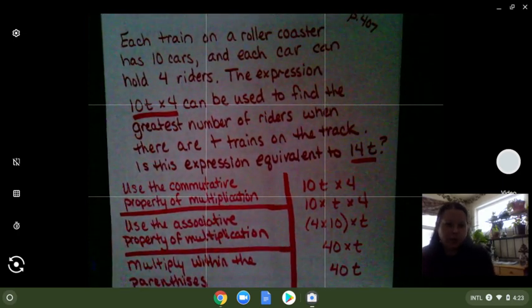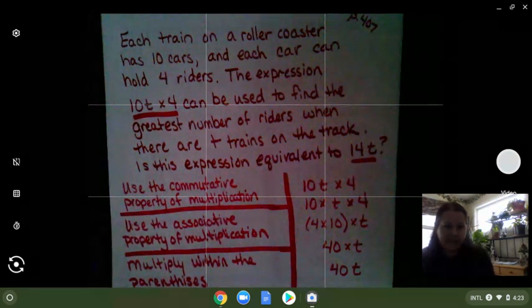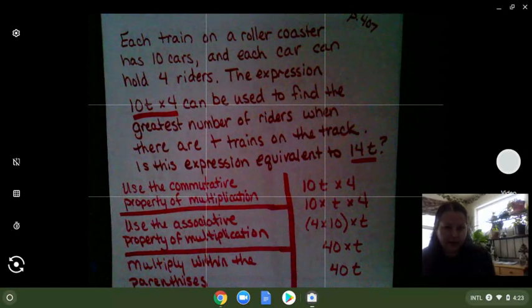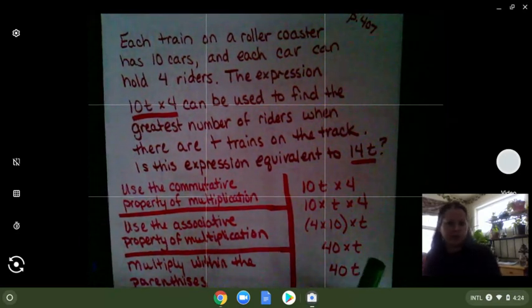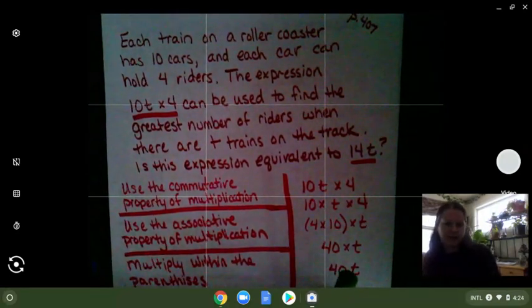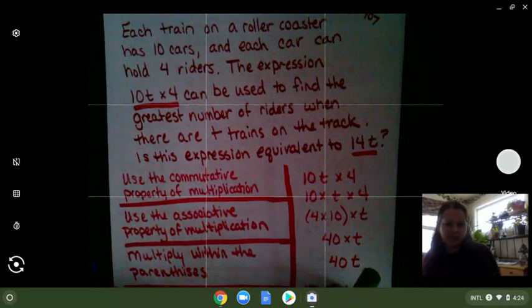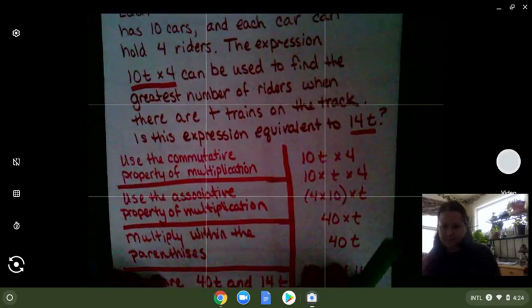Each train on a roller coaster has 10 cars, and each car can hold 4 riders. The expression 10t times 4 can be used to find the greatest number of riders when there are t trains on the track. Is this expression equivalent to 14t? So we have to see if, when we combine terms and use our properties, this is going to be equal to 14t.